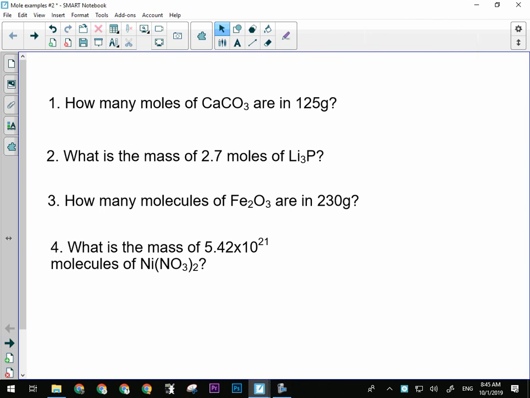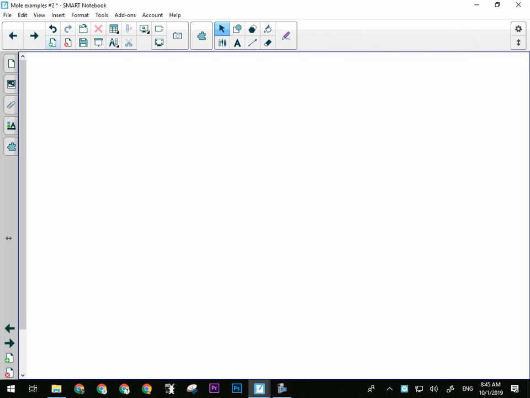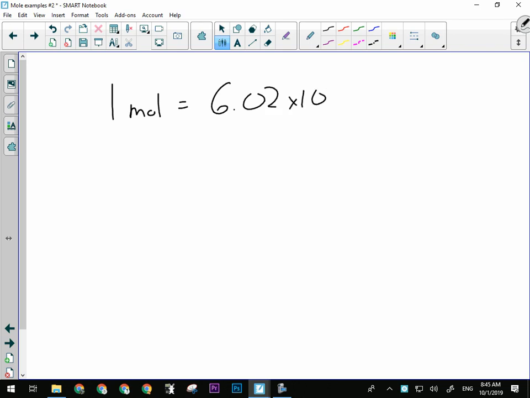Okay, so quick review of the mole. Remember that a mole measures the amount of something. But a mole represents a number of particles. So if I have a mole of calcium, I will have 6.02 times 10 to the 23 atoms of calcium.